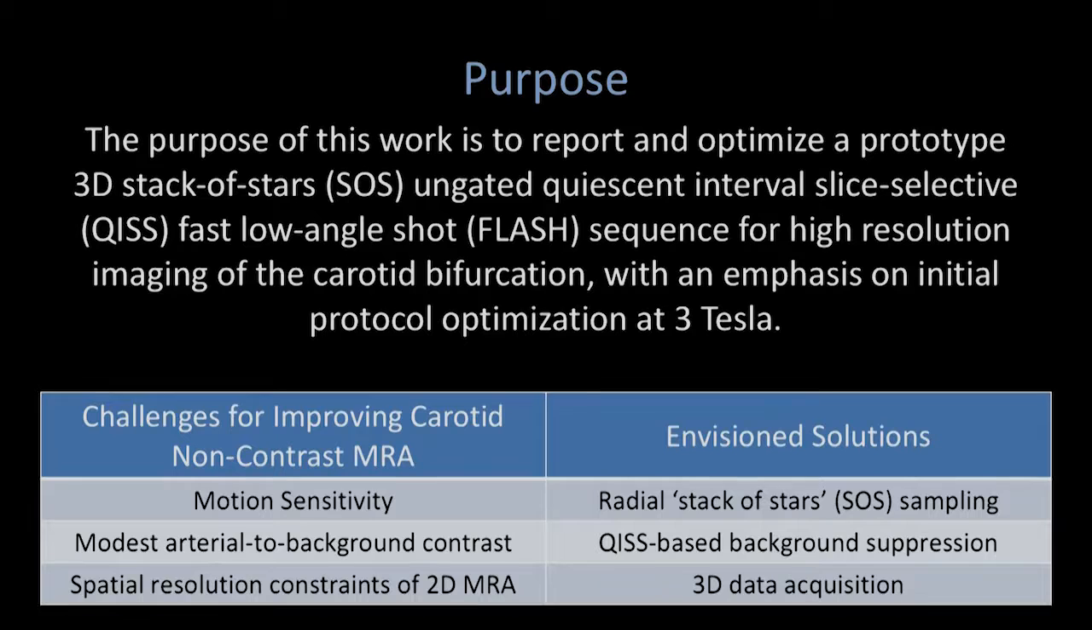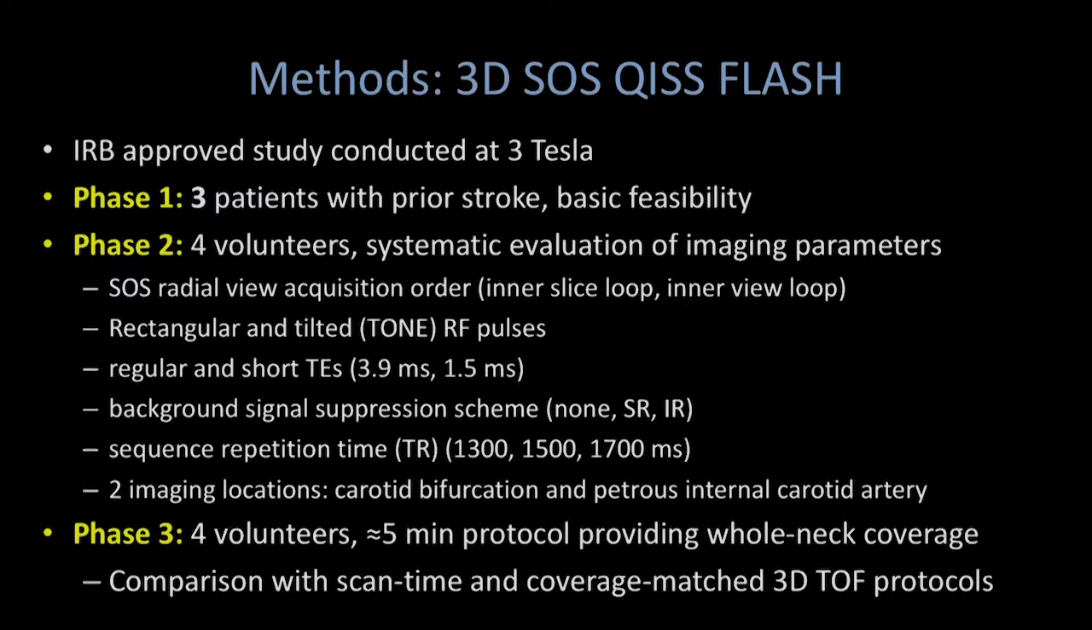So the purpose of this work was to report and optimize a prototype 3D stack of stars ungated QISS fast low-angle shot sequence for high-resolution imaging of the bifurcation, with an emphasis on initial protocol feasibility and optimization at 3 Tesla. So these are the general methods.